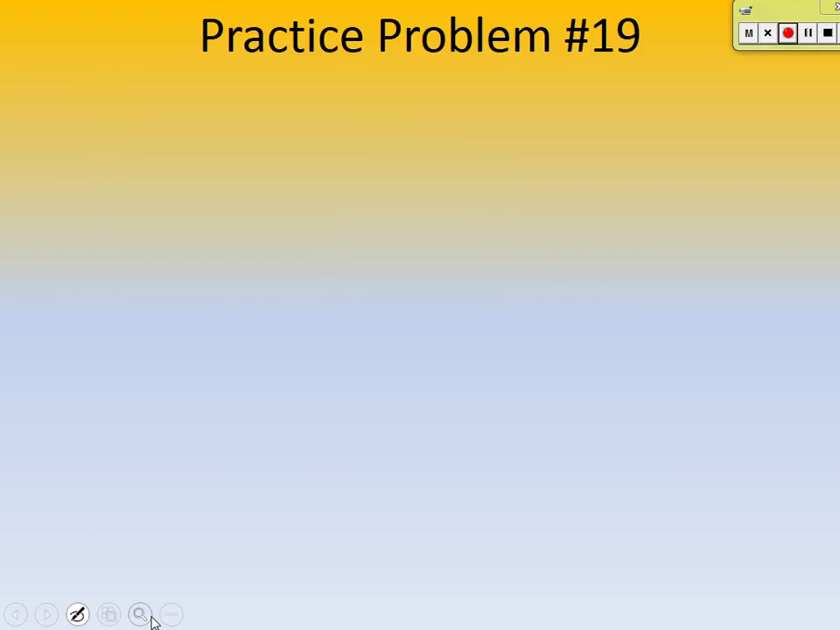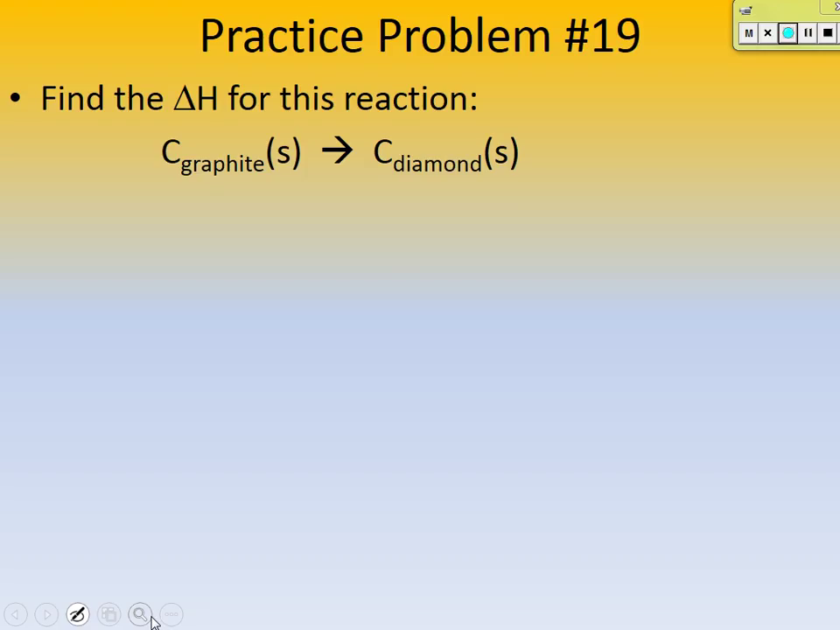Okay, practice problem number 19. Let's go through this one together. It says to find the delta H for this reaction. So what we've got is carbon in the graphite form being converted to carbon in the diamond form. Diamond, graphite, coal, it's all made of carbon, but it's how the carbon atoms are arranged that determines whether it's graphite, diamond, or coal. So you can take graphite and change it into a diamond. Let's figure out the delta H for this process.